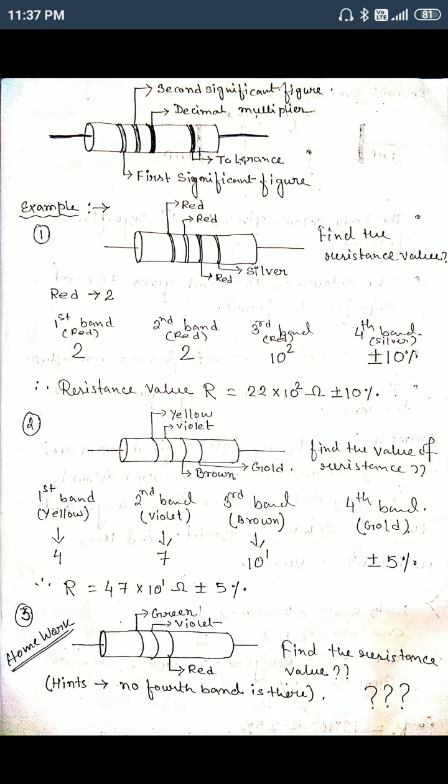So this is a resistor. The first band is called the first significant figure. The second number, the second significant figure.